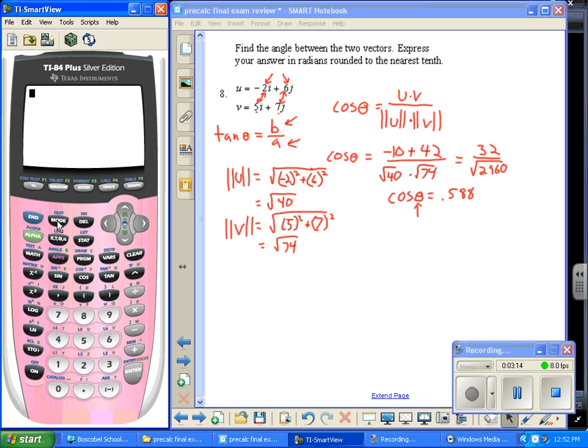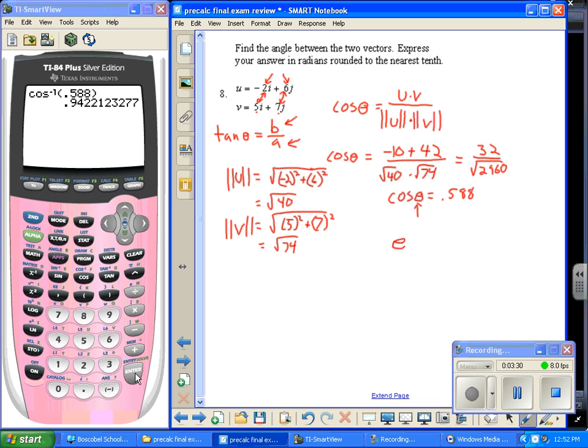Now, to get rid of the cosine, I have to use inverse cosine. So I go second, inverse cosine of 0.588 is equal to 0.94, and because it wants me to round to the nearest tenth, that means theta is equal to 0.9.